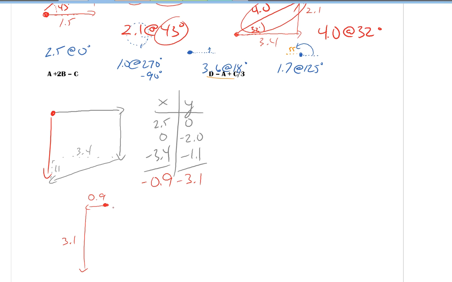All right. So then I go from beginning to end for my resultant, something like this. And I can solve for that triangle. So again, I'll use my Pythagoras to solve for the hypotenuse, which should be low 3s. If I check the length of that one, it's like 3.2.